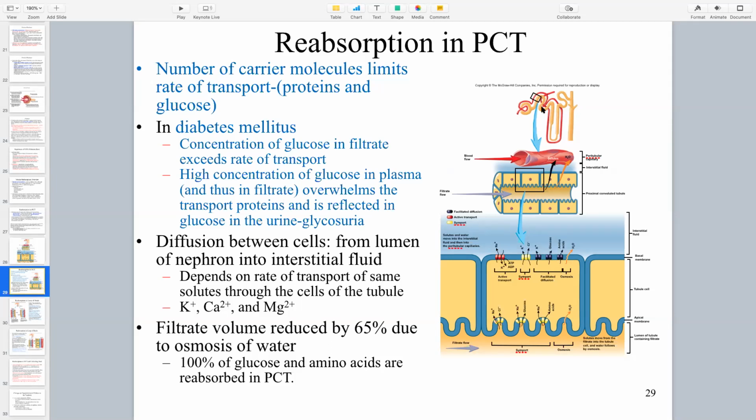Now, most of us have a low amount of glucose in our bloodstream. Because it's low, or normal, in the bloodstream, whatever glucose is there gets freely filtered. Yes, we do see glucose in the filtrate. Most of us, though, don't see glucose in our urine. Why don't we see glucose in our urine? Simple. All the glucose that we have in our filtrate gets reabsorbed in the proximal convoluted tubule.